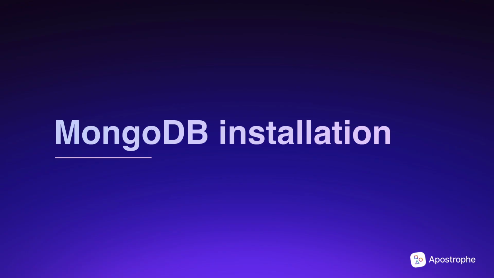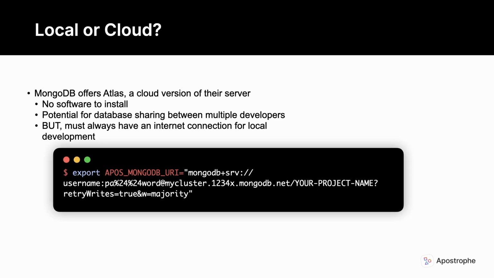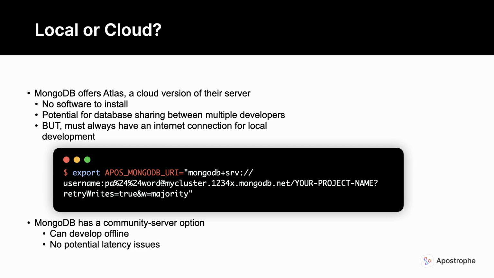Next, you need access to a MongoDB instance. Again, the easiest route is to use MongoDB Atlas. There's a generous free tier and it doesn't require any setup beyond passing the access URI to the APOS MongoDB URI environment variable. One drawback to this approach is that it limits local development when offline. The community server, on the other hand, is running on your local machine, so it's always available.